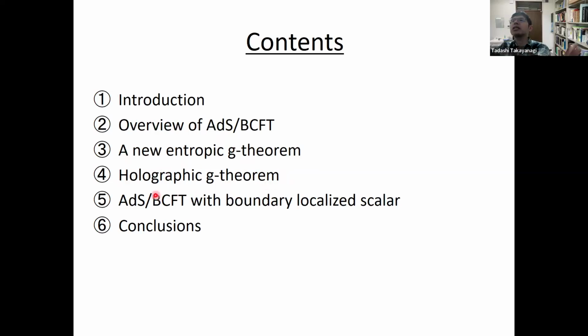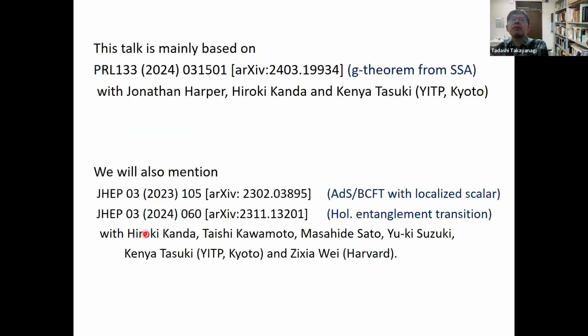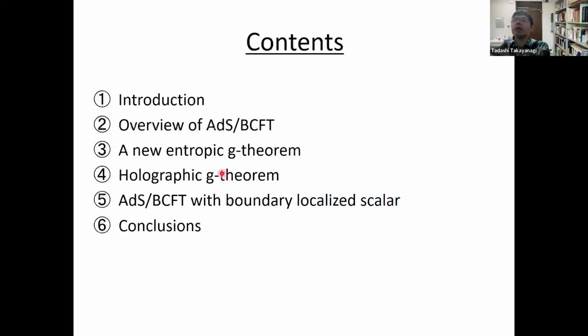This theorem actually prohibits wormhole configurations. So originally it is a very quantum field theoretical property, but in the light of AdS/CFT holography, it actually constrains the topology of the universe. That I will explain. And finally, I'd like to also talk about these other works, and the application of AdS/BCFT to some entanglement-based transition by considering some scalar fields on the end of the world brane.